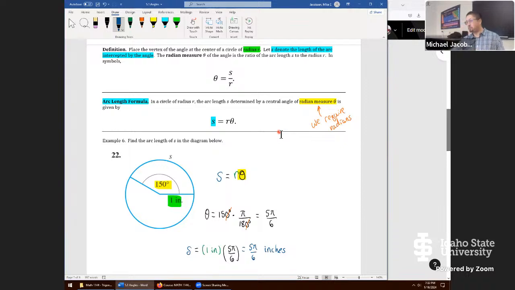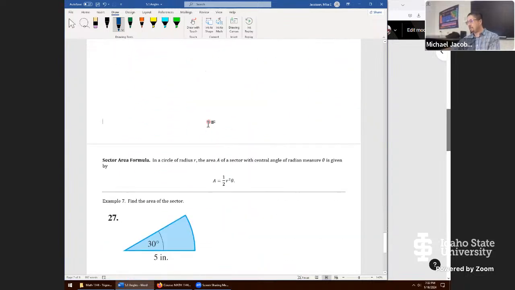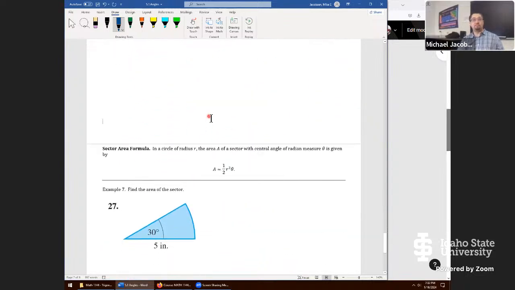Okay, and there is one last concept before we go to the next set of notes. I asked one question out of both of these concepts, just related things to practice before we move to the next section. This one's called the sector area formula. It's kind of a cool little formula to work with.